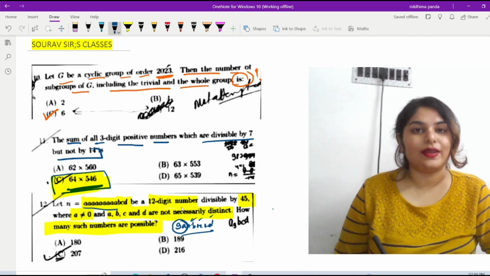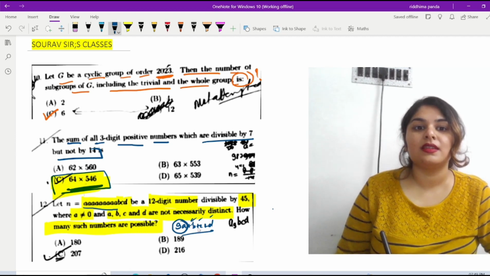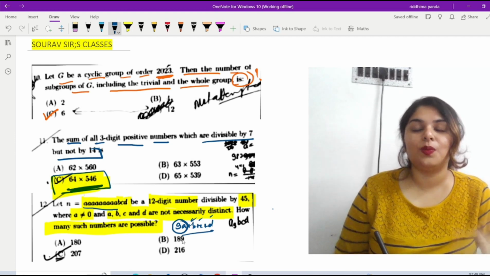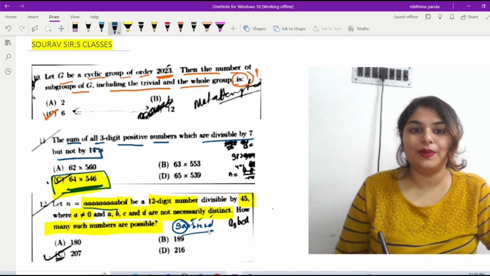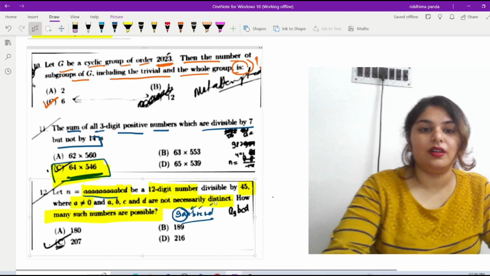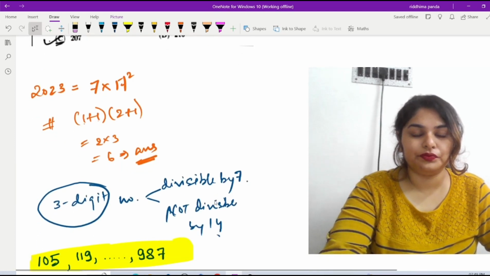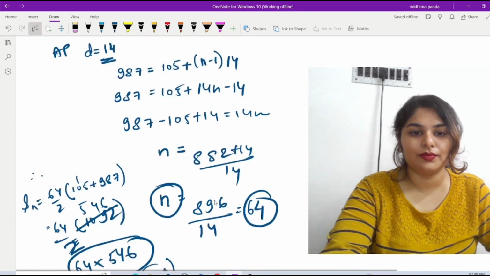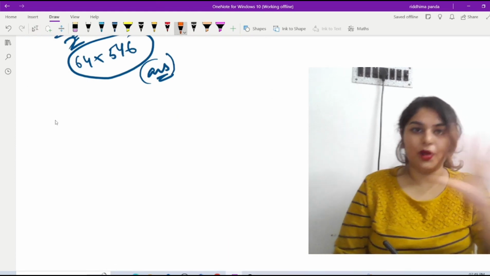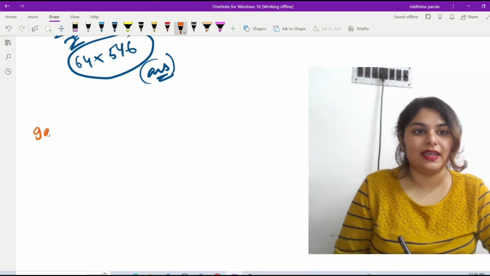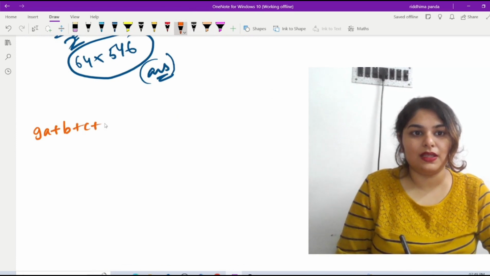First we have to read the question very carefully. Another thing is that B, C, D, A can be repeated, right? Now we have to talk about B, C, and D. So let's write down what we have just written: the 12-digit number can be written as 9A plus B plus C plus D, right?